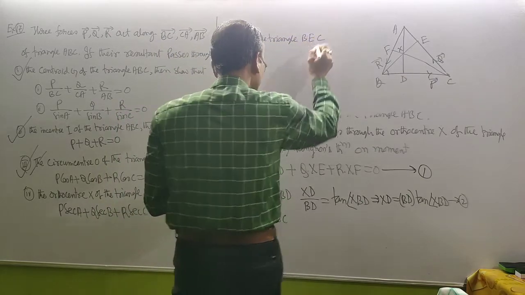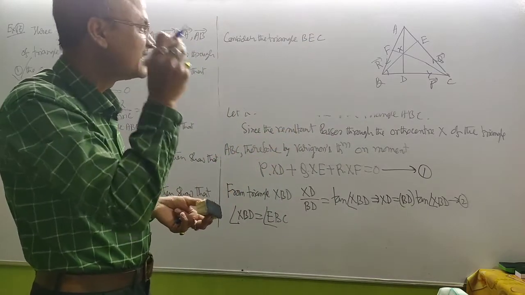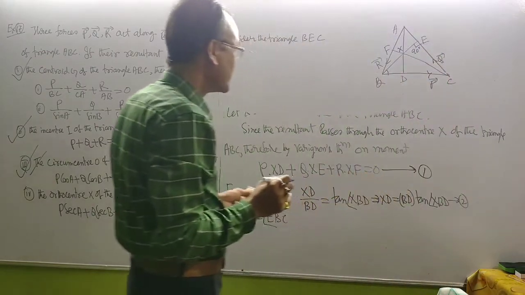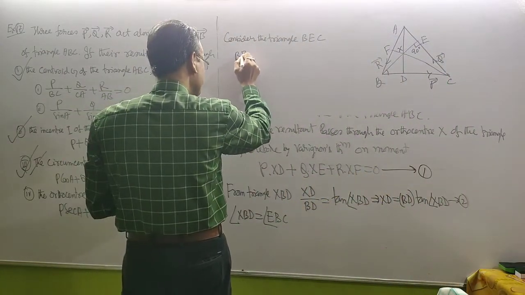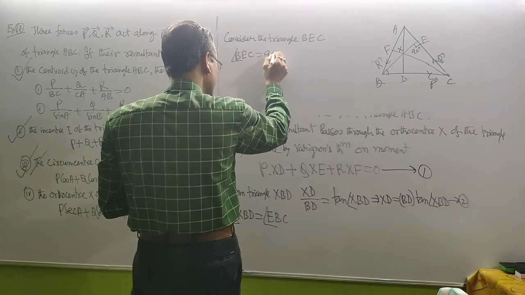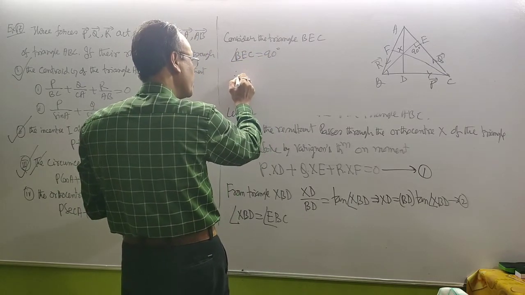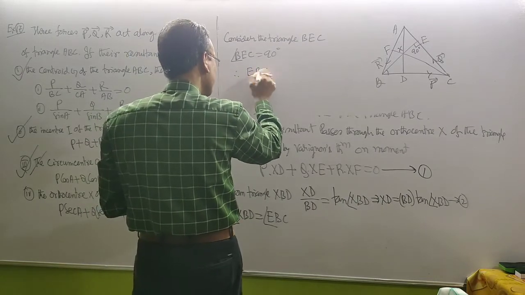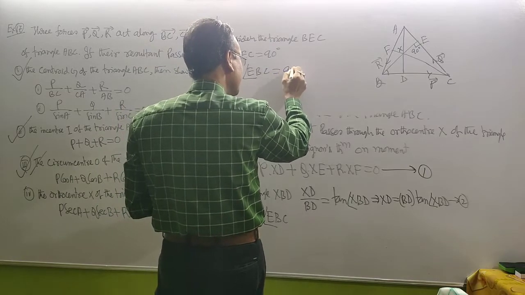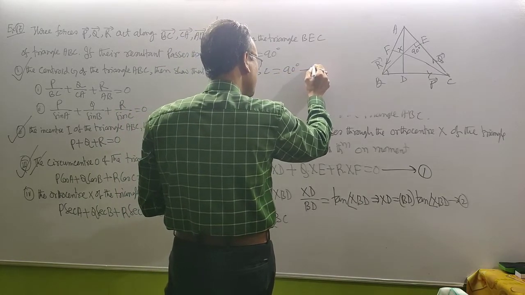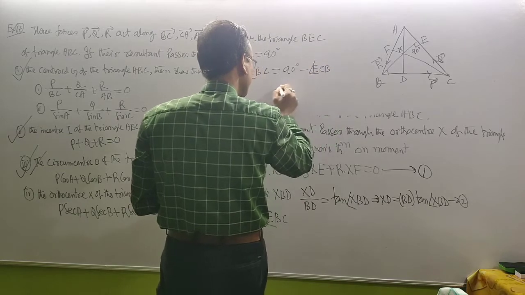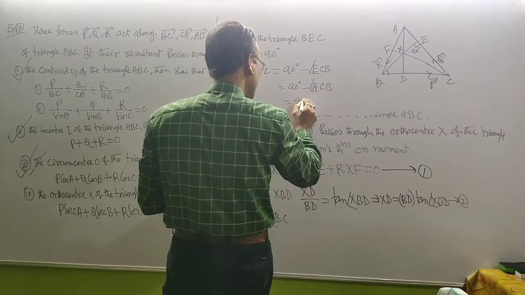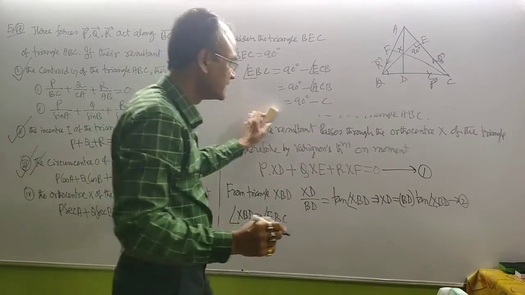Consider the triangle BEC. Angle BEC is equal to 90 degrees. Therefore, angle EBC is equal to 90 degrees minus angle ECB. Angle ECB is equal to 90 degrees minus angle ACB, which is equal to 90 degrees minus C.